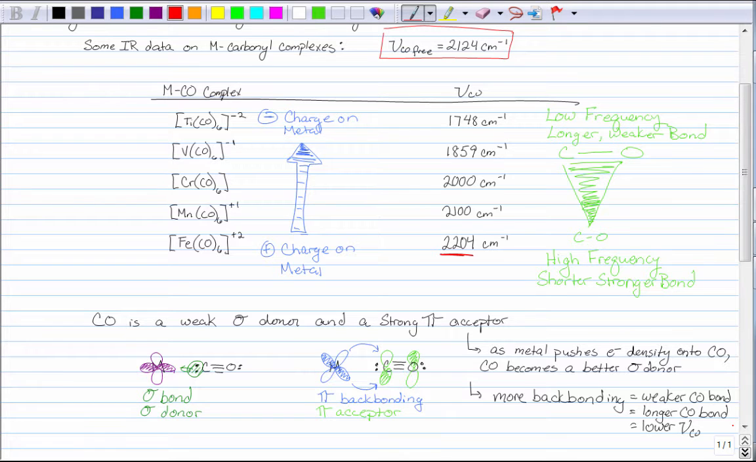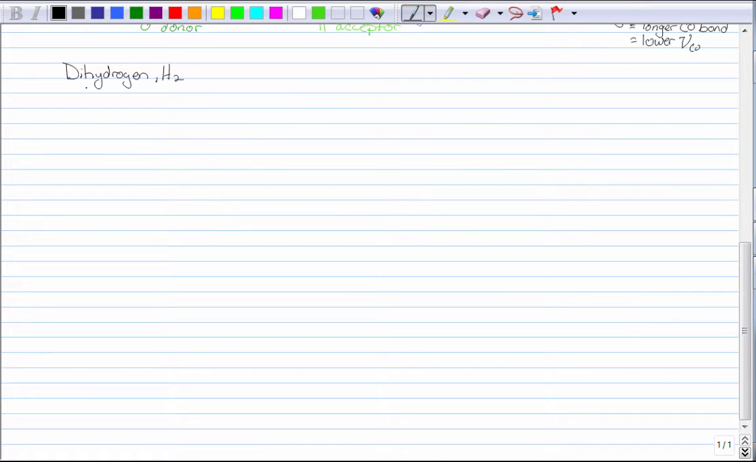Now let's move on to another ligand that's typically found in organometallic complexes, and this is dihydrogen. It has very interesting bonding interactions with metals. The bond length of free dihydrogen is 74 picometers, and the bond length of a metal-coordinated dihydrogen is typically somewhere between 82 and 90 picometers.